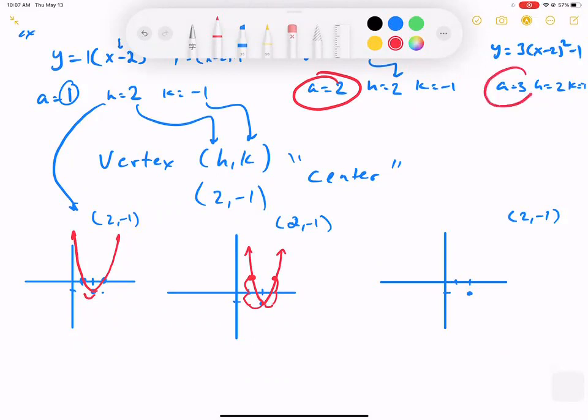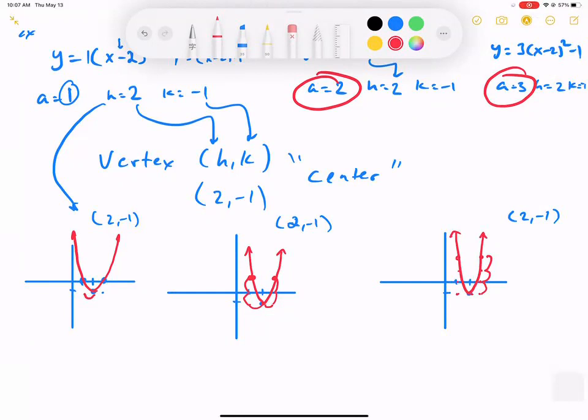And then let's look at the third one. The third one is a equal to 3. So one space over, I'm going to go up 1, 2, 3 spaces up. One space over, 1, 2, 3 spaces up. Hopefully you guys can see that's 3 spaces up. Now, I'm going to come down, and I think it's easier for me. And hopefully you guys can see that this graph is even more narrow.